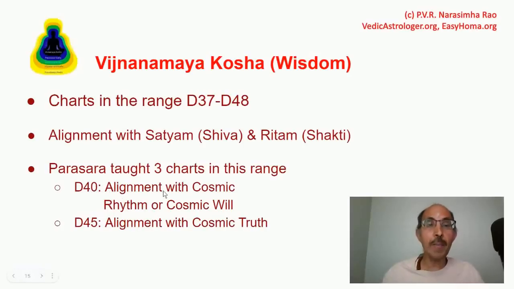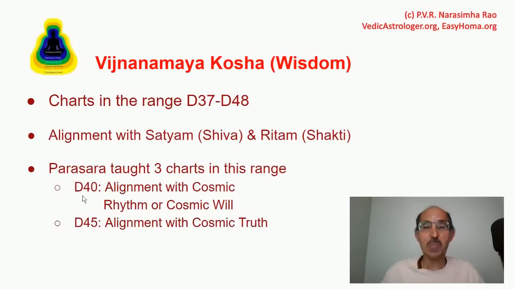It shows the alignment with the cosmic rhythm, divine will. And D45 shows alignment with cosmic truth. This shows the deepest dharma within a person to stand for truth and stand for dharma. Whereas this is a very important chart. Specifically, Parasara's dictum for D40 was Shubha Shubham. He said, in Kavedamsa, you see Shubha Shubham. That means auspicious, inauspicious things.